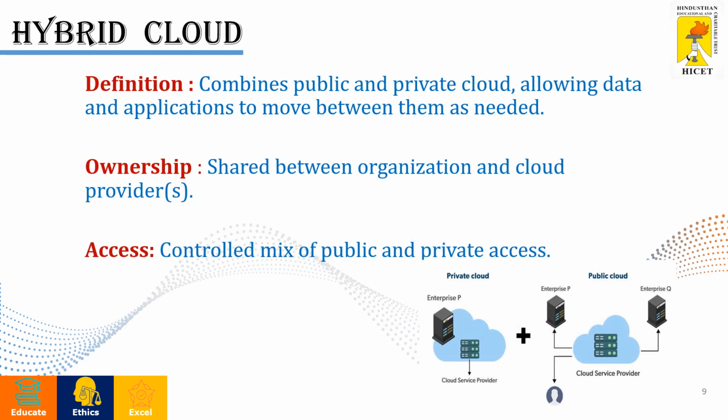Next one, hybrid cloud. Hybrid cloud is the combination of private cloud as well as public cloud. It lets the data and the apps move between them as needed. It is shared between the organization and cloud providers. The control is also a mix of both public and private access. Some parts are open, so they can be used as a public cloud. Some parts are restricted, so those are used as a private cloud.